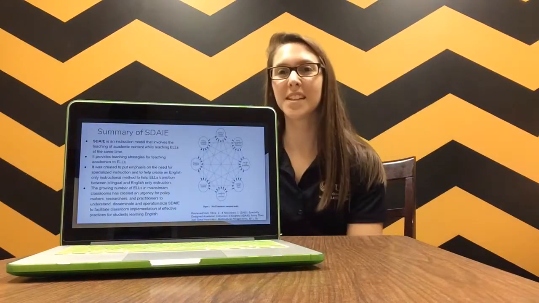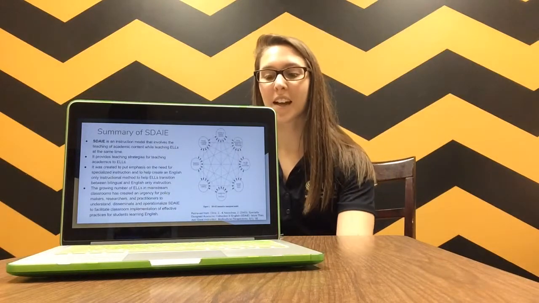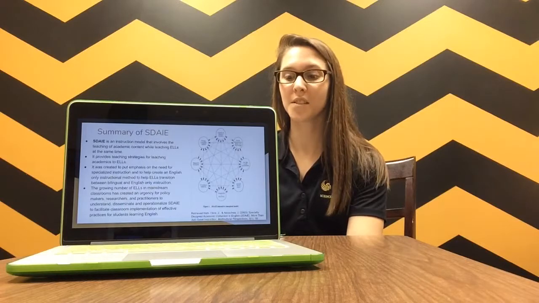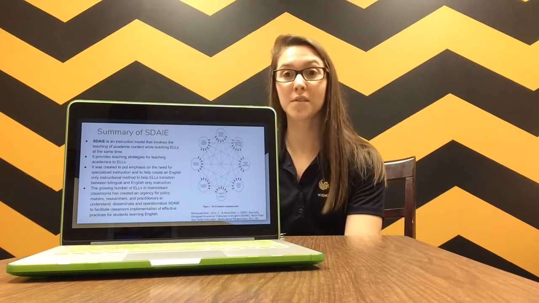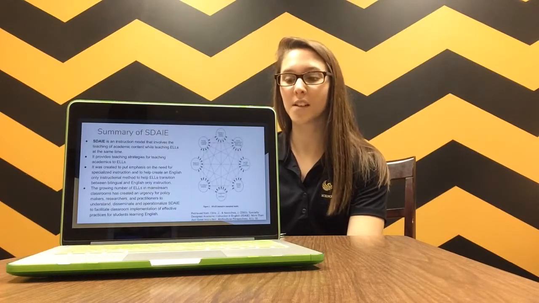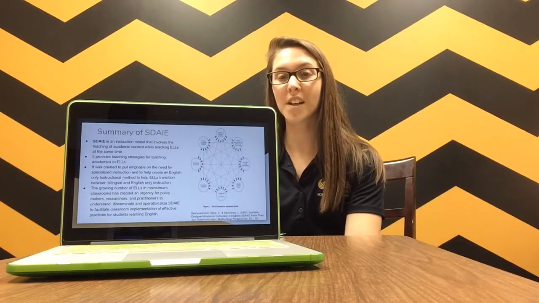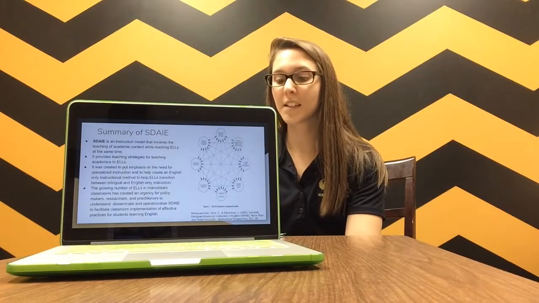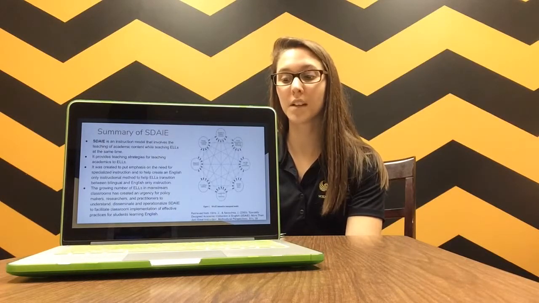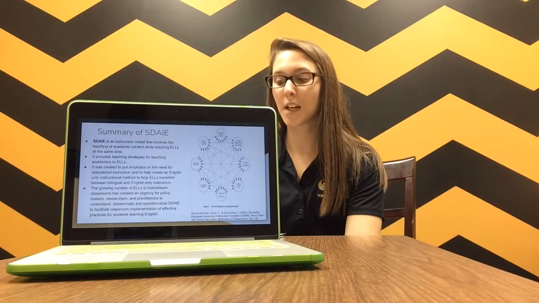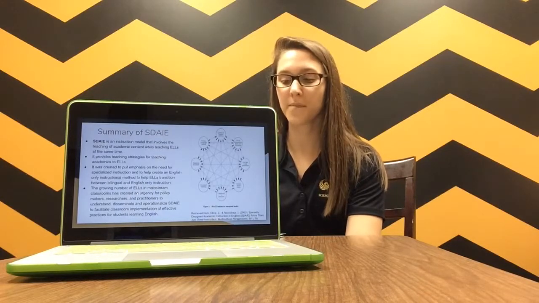A summary of SDAIE. Specifically designed academic instruction involves the teaching of academic content while teaching ELLs. This method of instruction provides different strategies for teaching academics to ELLs. It was originally created to put an emphasis on the need for specialized instruction and to help create an English-only instructional method to help ELLs transition between bilingual and English-only instruction. The growing number of ELLs in mainstream classrooms has created the need for different types of effective academic instruction.